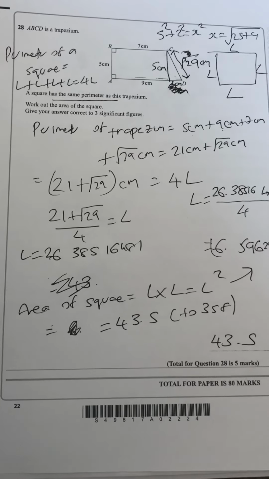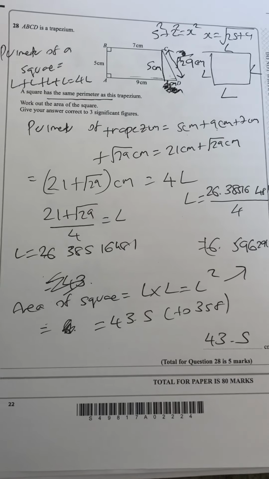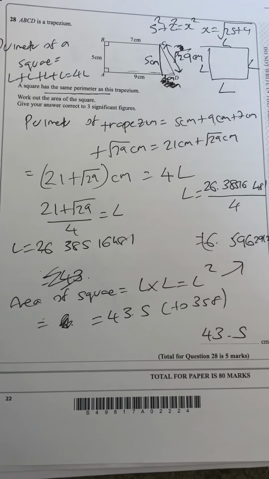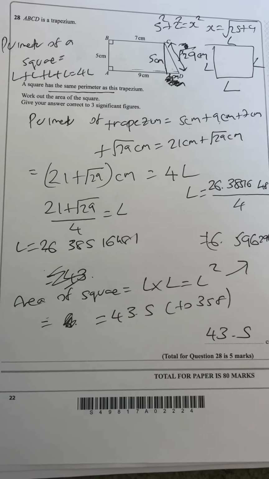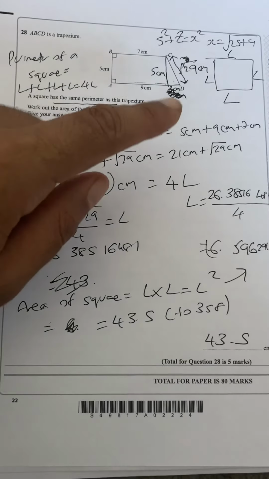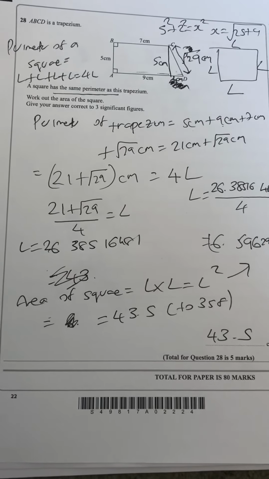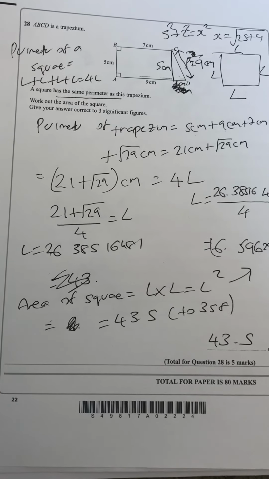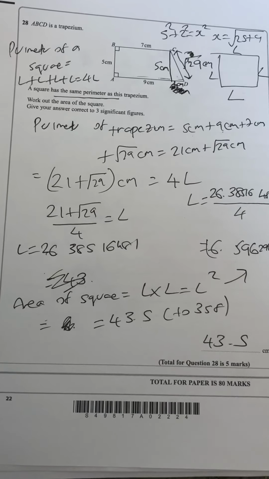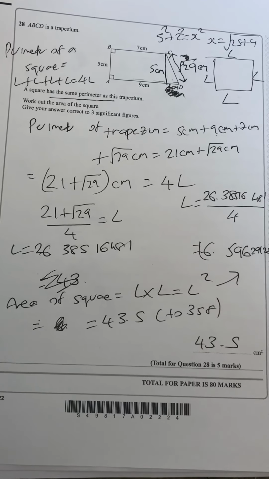The perimeter means the distance around the shape. So the perimeter of the trapezium is 9 plus 5 plus 7 plus root 29. That gives me an answer of 26.3851648. I then divide that by 4 because it has to equal 4L, because L plus L plus L plus L has to give me the same as that. Divide it by 4, and I get 6.5929120.